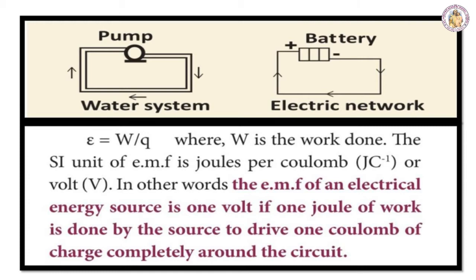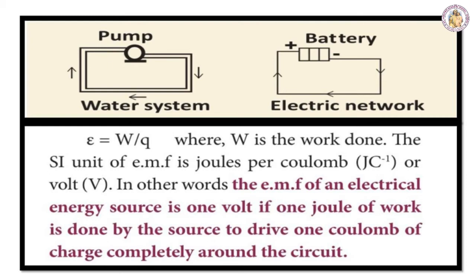or conductor. The pumping action of the electrical energy source is made possible by the electromotive force, that is e.m.f. The electromotive force is represented as epsilon. The e.m.f. of an electrical energy source is the work done W by the source in driving a unit charge Q around the complete circuit. So electromotive force is equal to work done per charge, that is W by Q.